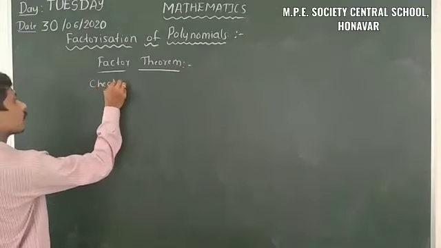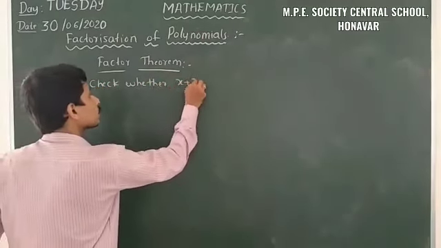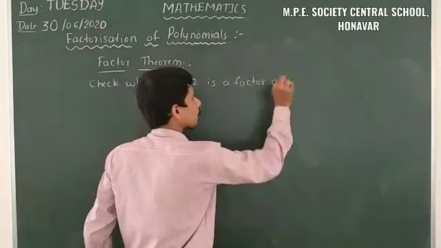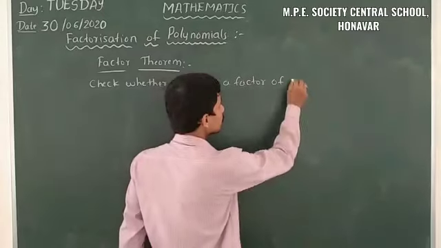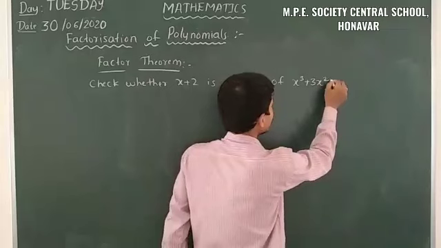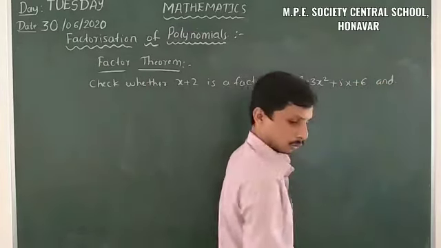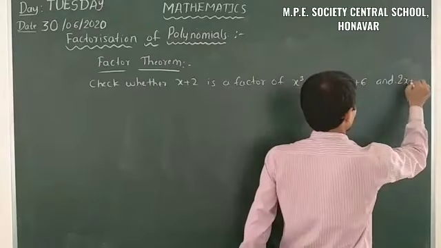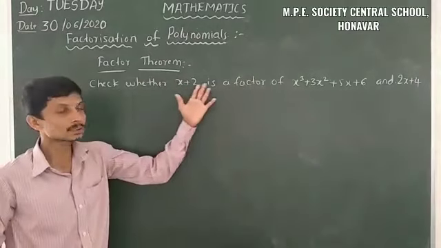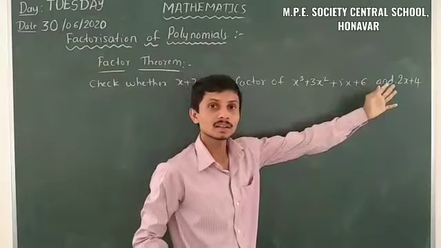Check whether x plus 2 is a factor of x cube plus 3x square plus 5x plus 6 and 2x plus 4. So we have to check whether x plus 2 is a factor of x cube plus 3x square plus 5x plus 6 and 2x plus 4.